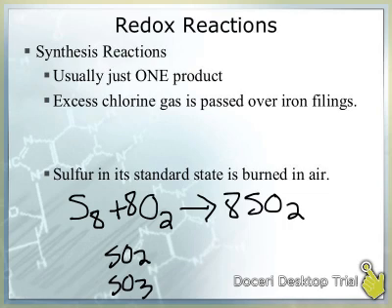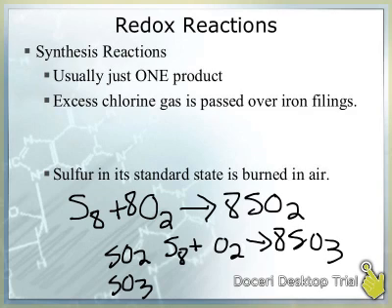You could also put S8 plus O2 gives you SO3. Put an 8 there to balance out our sulfur, so then we would need 12 oxygen. Both of these are the right answer. I don't care which one you choose. Just make sure that all of your charges balance out. Make sure that your equation is balanced.